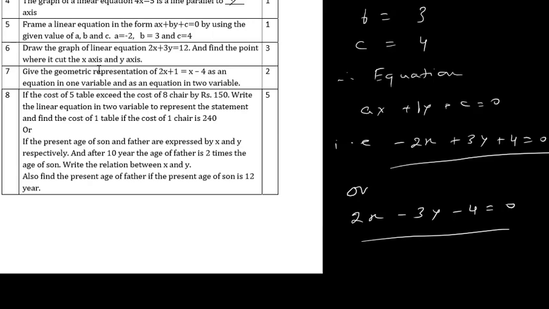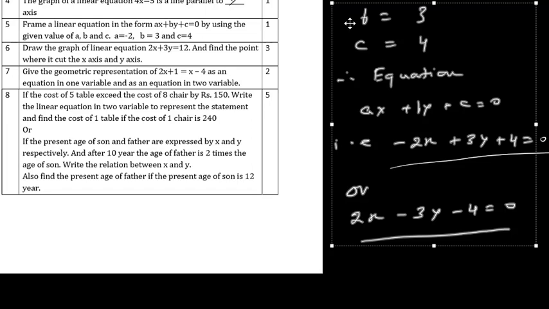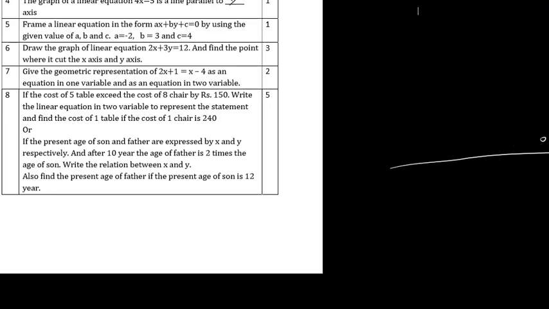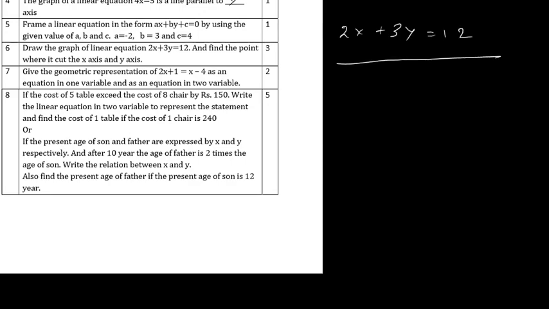Draw the graph of linear equation 2x plus 3y equal to 12 and find the point where it cuts the x-axis and y-axis. So you have to draw the graph, and from that you have to find the point where it is cutting x-axis and y-axis. Okay, so first let us write the equation. Your equation is 2x plus 3y equal to 12. Now what you will do, you will find at least 2 or 3 solutions and then plot them on the graph paper.